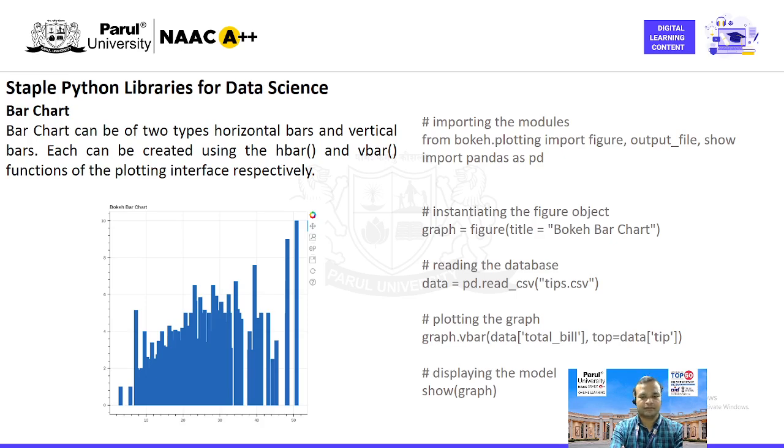graph.vbar, on total bill. So we give here data total bill, then top is equal to data tip. Display the model, so show graph here. After execution of this code, you will receive this bokeh bar chart. It looks like this.